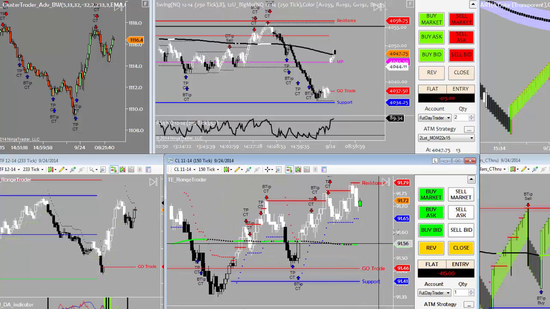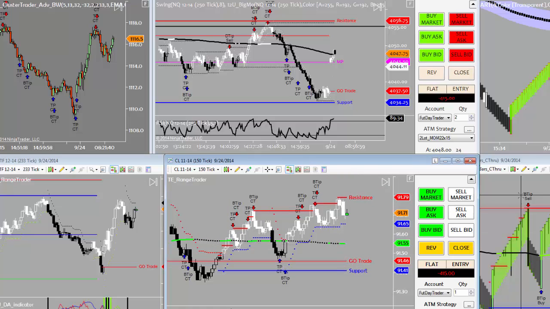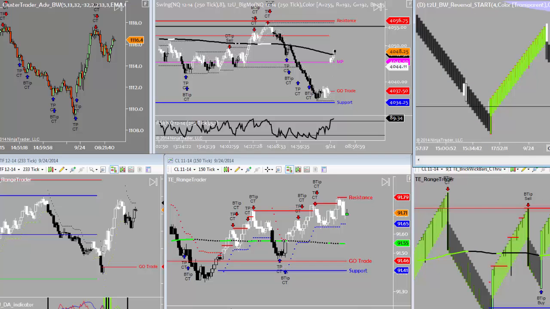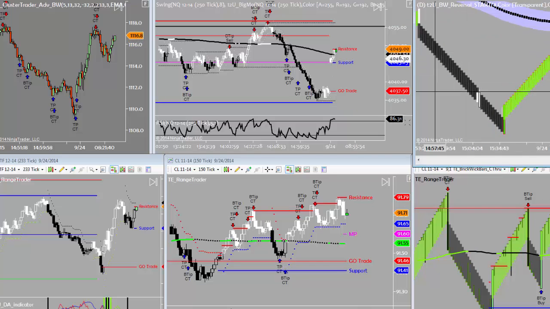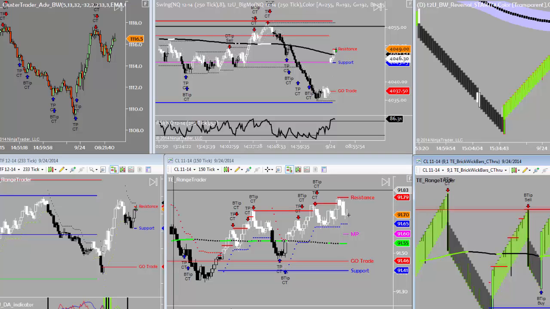Okay, crude oil right in the middle, 150 tick chart. Got the range trader applied. And then we'll watch the Brickwicks over here. Rod will keep us apprised of Brickwick signals. I'm testing a scalper strategy on the 6x1 S&P right now. And then we'll talk some stocks. Bud, you got anything you want to cover?